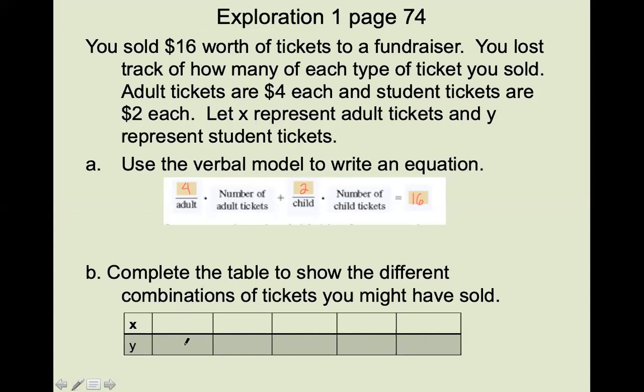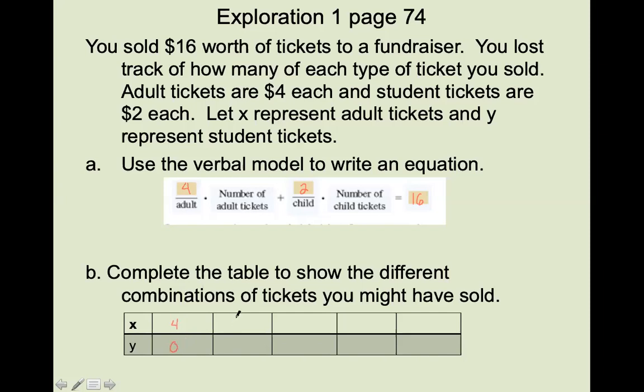And so we're going to try to figure out on part B what the possible combinations are here. So let's say we sold, well, what if we sold 4 adult tickets? Let's think of all the combinations we could come up with to get 16. So if we sold 4 adult tickets at $4 each, that would mean we sold 0 children's tickets.